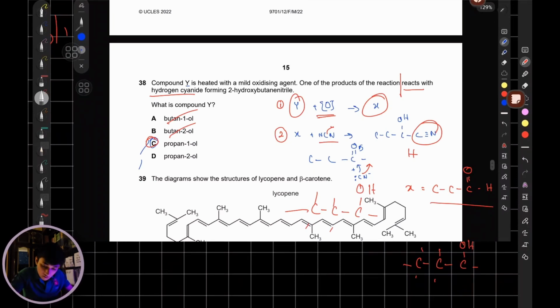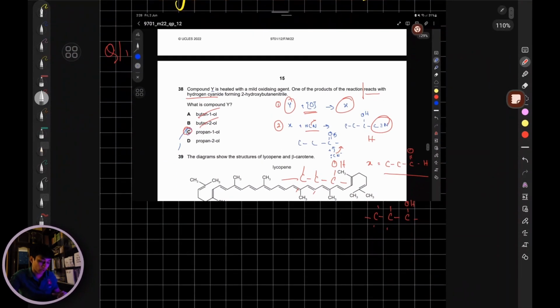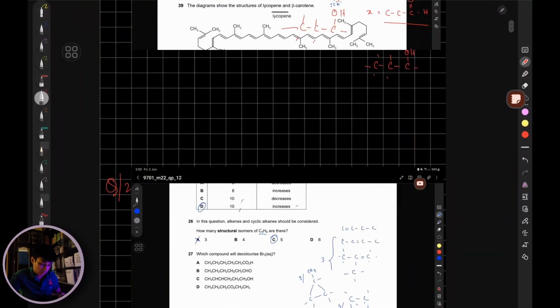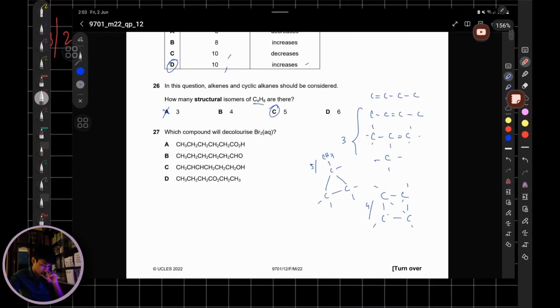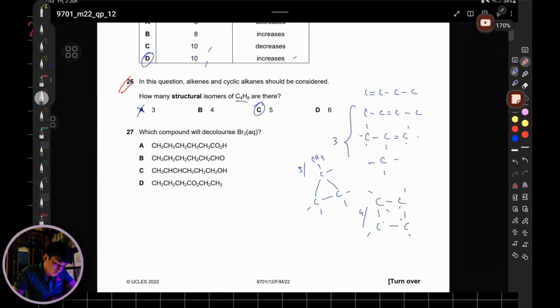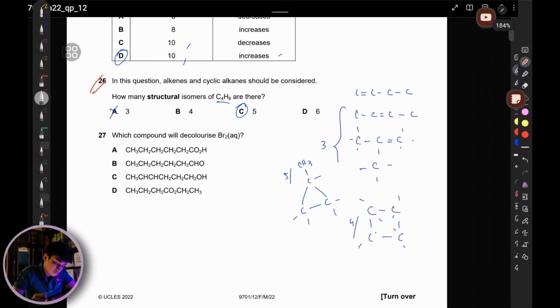Great. That is question 1. Okay. Then moving on to question 2, what do we have? We're going to do this 26. That is from Australia variant 1-2. Okay, in this question, alkenes and cyclic alkenes should be considered. How many structural isomers of C4H8 are there? Okay, so it's a question on isomers.